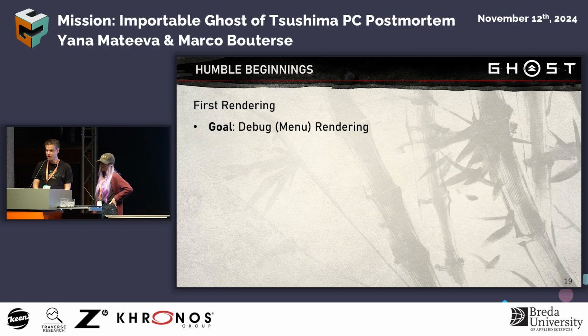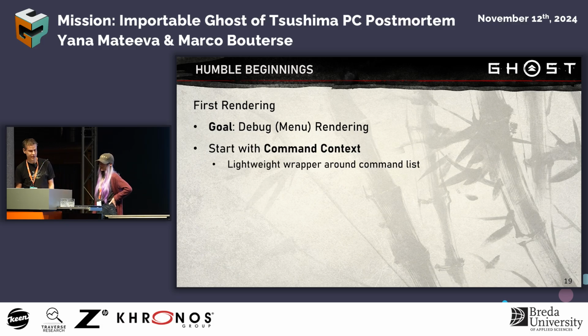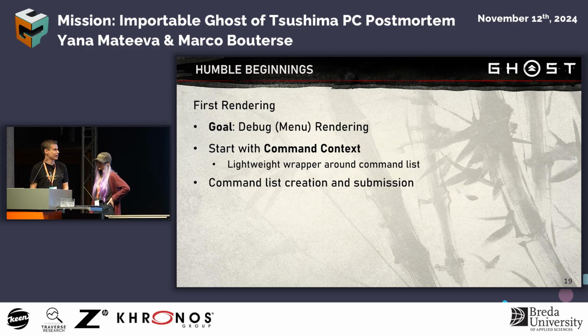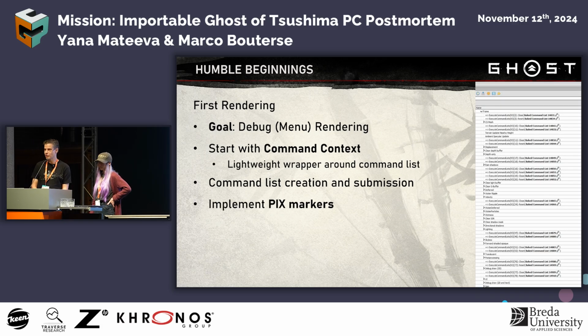So for our first render goal, we wanted to get the debug rendering and the debug menu up, because this is relatively simple. So we started with implementing a PC command context, which is a simple, lightweight wrapper around the command list, and here we were able to hook up all our command list creation and submission functions. The very first thing that we implemented here were the debug markers, because that gave us the opportunity to already take RenderDoc and PIX captures and see the entire frame laid out in the markers, even though nothing was happening yet.